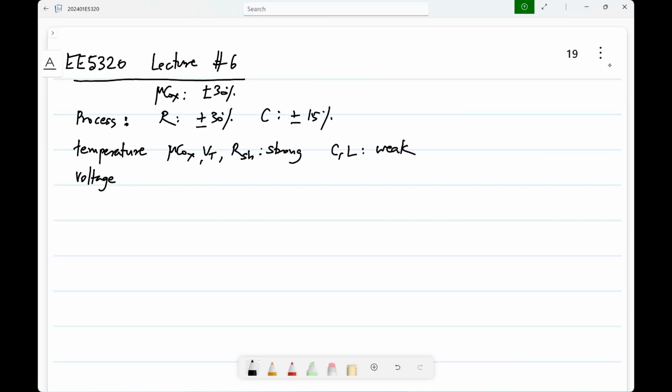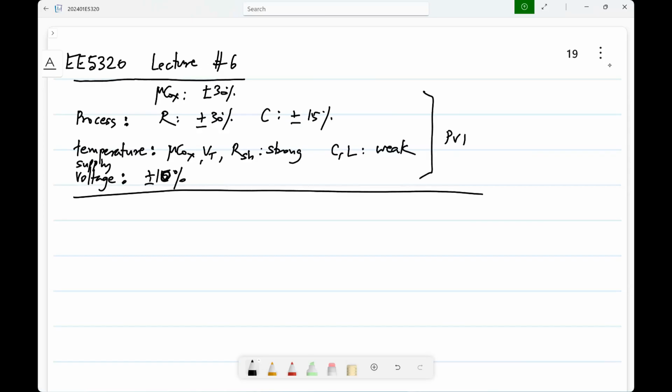This is something to be taken into account during design, which basically you need to know the range of values. But for now we take them as common to the IC. That is, all components vary in the same way. Okay. And the supply voltage you expect plus minus 5 to 10%. I mean, 10% is expected, and these are called PVT variations. Okay.